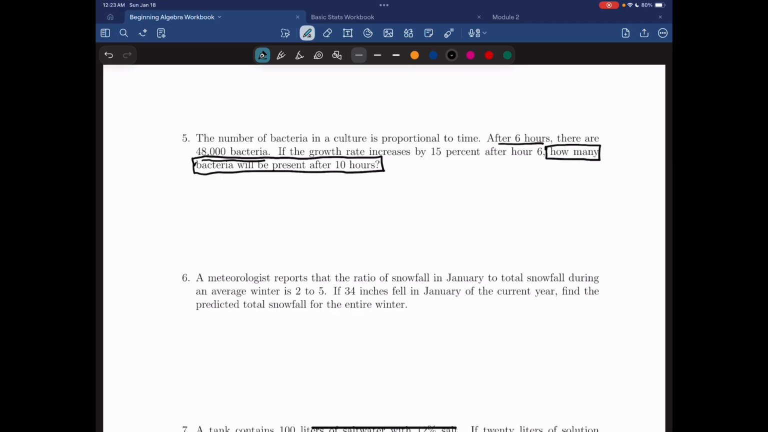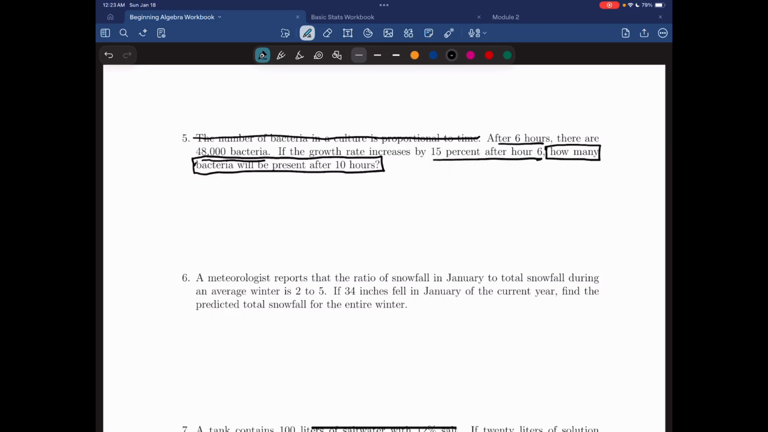This underlining box kind of got in the way, but then we also have if the growth rate increases by 15% after hour 6. And also looking at the first sentence, we have the number of bacteria in a culture is proportional to time. That's nice to know, but in terms of actually solving the problem, we don't really need this information. So I'm just going to cross this out so we have less to look at.